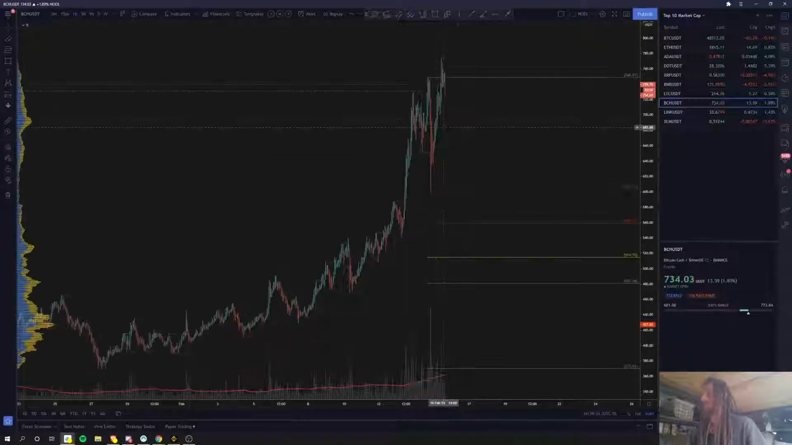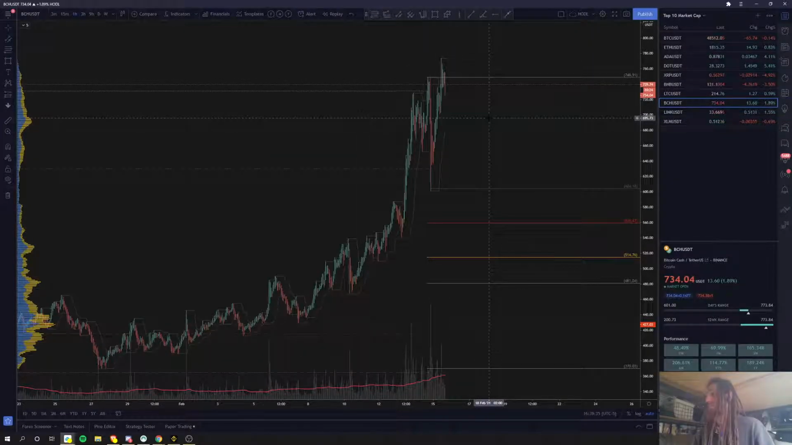Next is Bitcoin Cash. I can't believe how hard this ripped after its dump. It broke highs, but we are looking at marginally higher highs here.